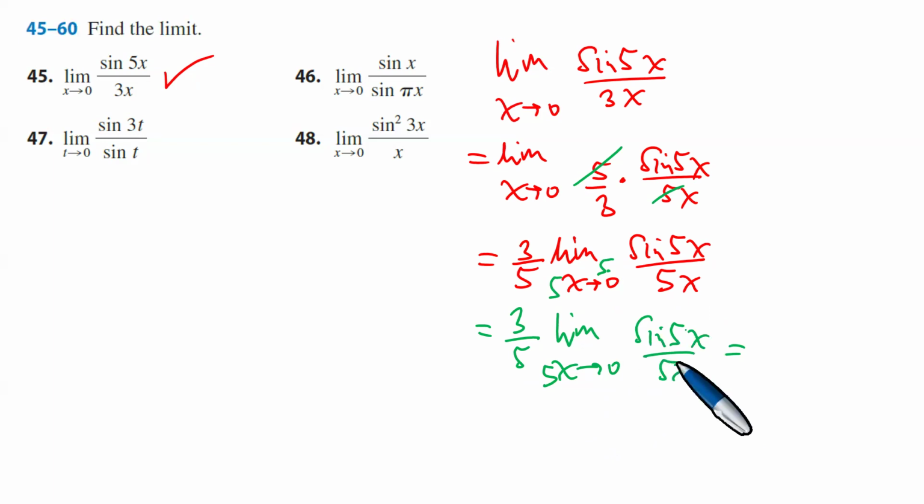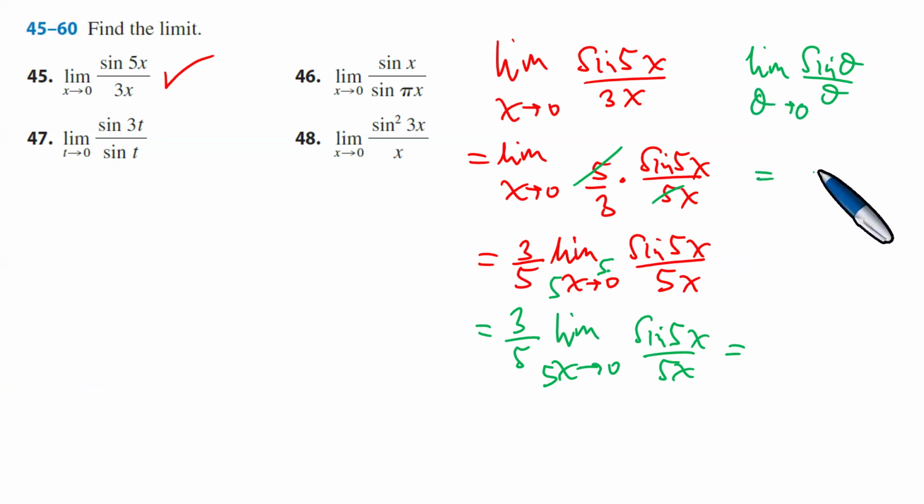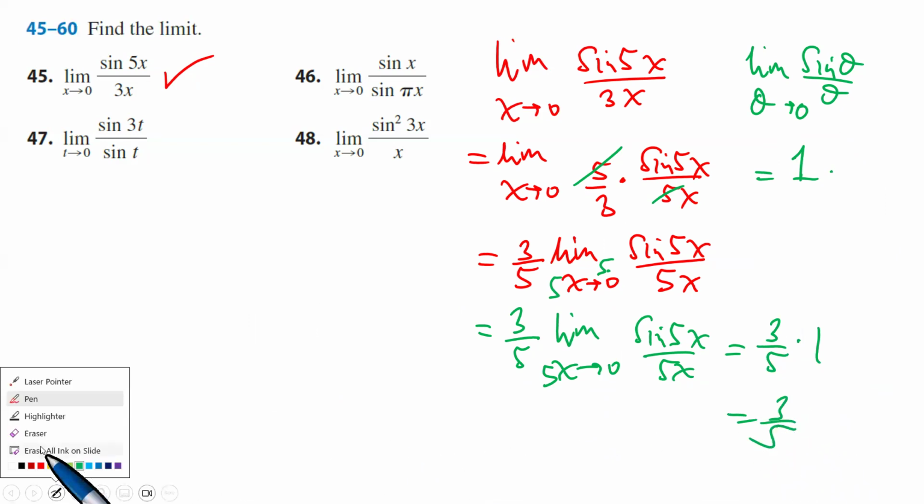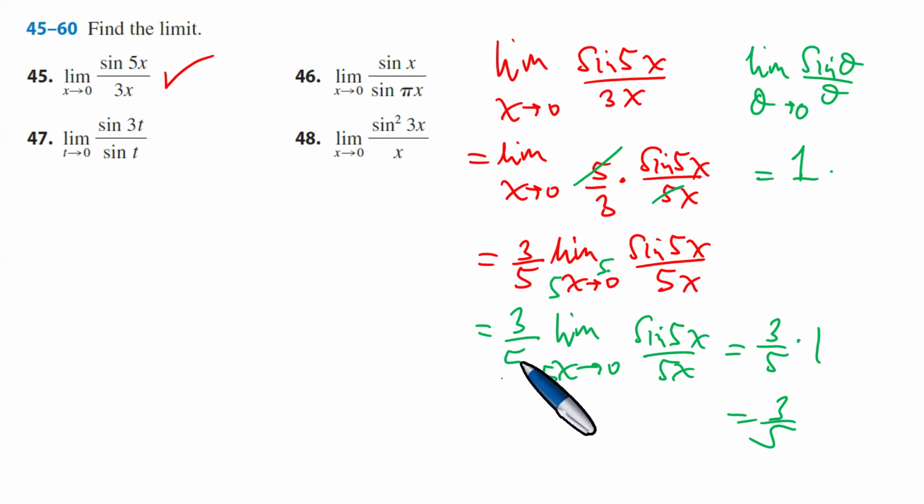And this limit is 1, because it's the same as the limit of sine theta over theta as theta approaches 0. Okay, so obviously we agree that as theta approaches 0, this limit is 1. So this is 3 out of 5 times 1, which is 3 out of 5. Okay, any question? No question. So this limit is 3 out of 5.